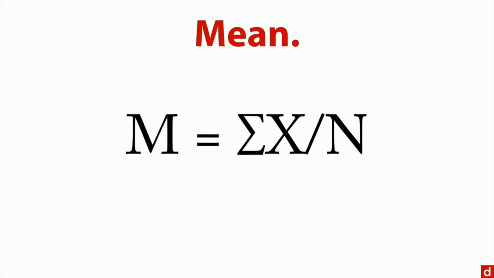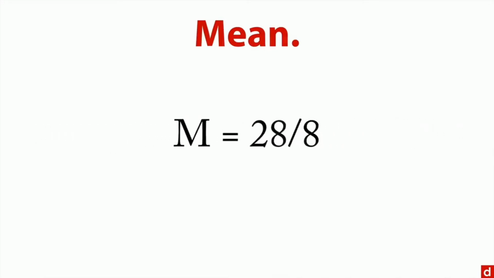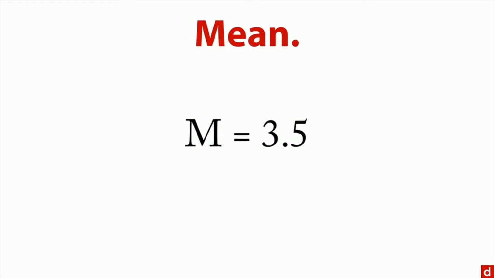And with our little data set, that works out to this: 1 plus 1 plus 1 plus 1 plus 2 plus 2 plus 9 plus 11. Add those all up and divide by 8, because that's how many scores there are. Well, that reduces to 28 divided by 8, which is equal to 3.5.